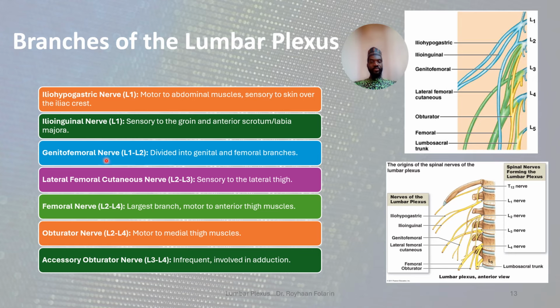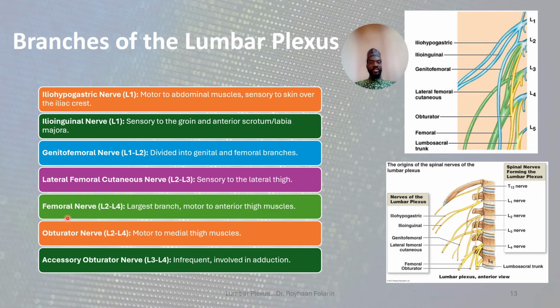So that's the genitofemoral, and that's why it has that name. The genital. And next is the lateral femoral cutaneous. This is the one that gives sensory innervation to the lateral thigh. So the nerve is purely sensory. It has no motor component, so it supplies the lateral thigh, and the name suggests that.